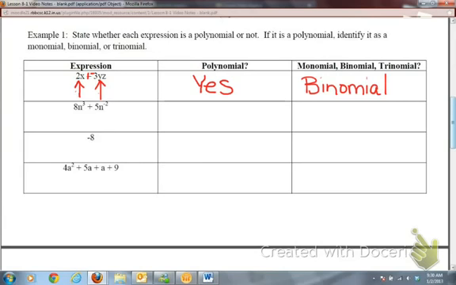Now let's look at the next one. Looking at it at first, you might think it's like the first one. It has two terms, and you see a plus sign there. So you might think, oh yeah, it's a polynomial and it's a binomial. But there's something tricky about this one, and that is if you look at the exponents. The 8n to the third is fine. There's nothing wrong with that. We can have as high of exponents as we want. It's the other exponent, this -2, that is really bothersome.